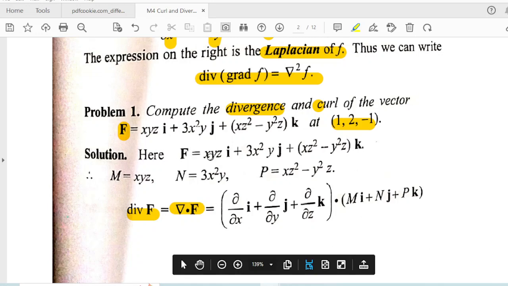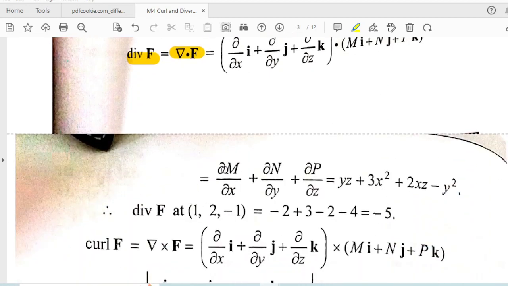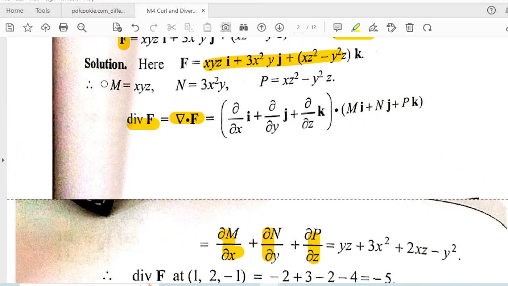So what is f bar here? This is our f bar. Del dot f bar, this is our formula. So we know dou m by dou x plus dou n by dou y plus dou p by dou z. So let us identify m, n and p.